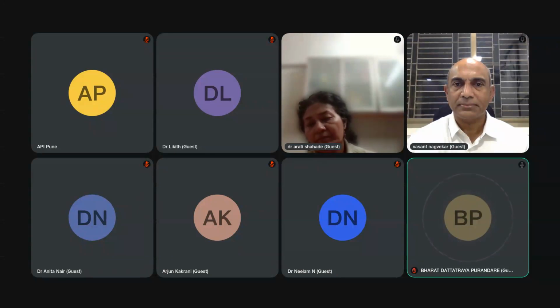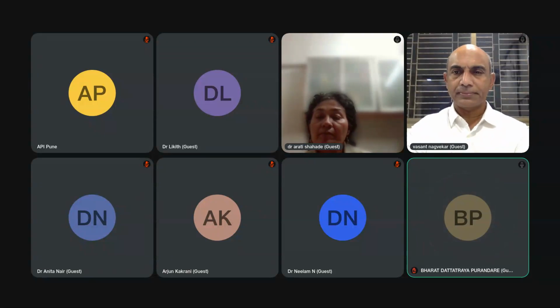Now this HMPV has been there, and for the last 3-4 years we have been encountering it whenever we send multiplex PCRs. So it's not something new. The case which was presented by Likith some time back was from September of '24, so it's not like we are seeing it for the first time. Because it affects children more, I believe the antibodies would be there in the population, and it's not something totally new like COVID. So it's unlikely that this virus is going to take a pandemic form.